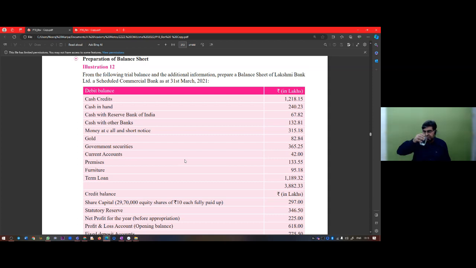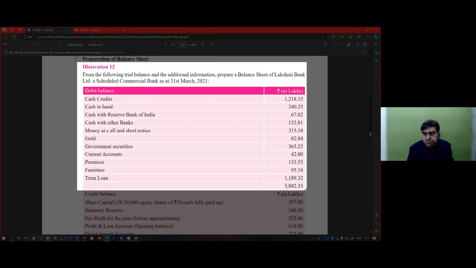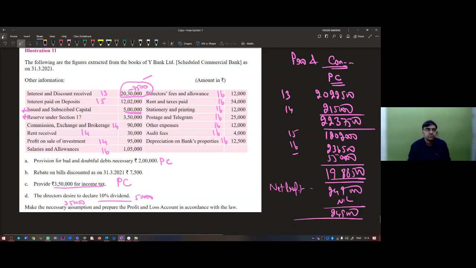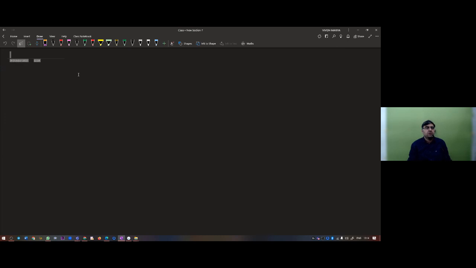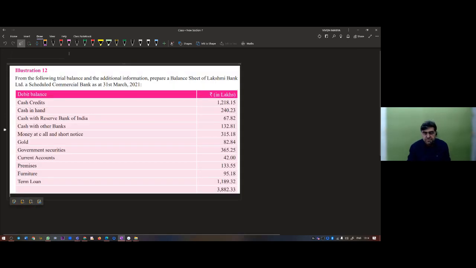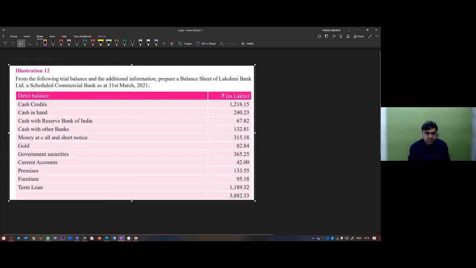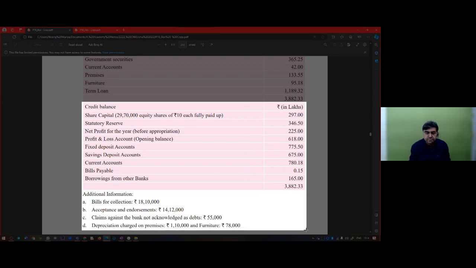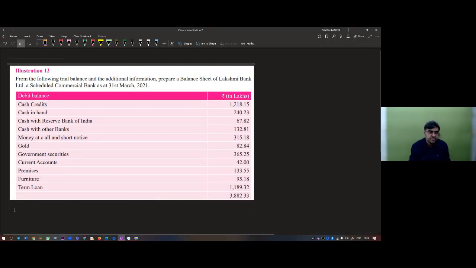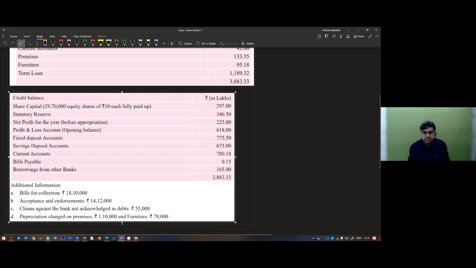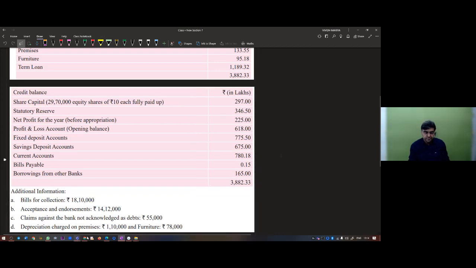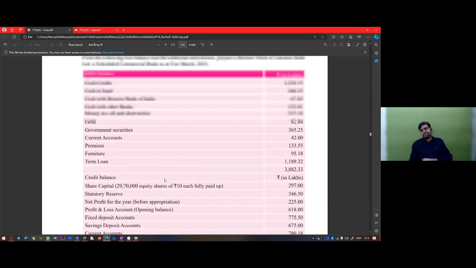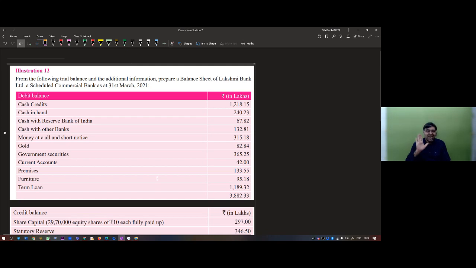Now you have to make the balance sheet. Let's make it. Guys, are you ready?